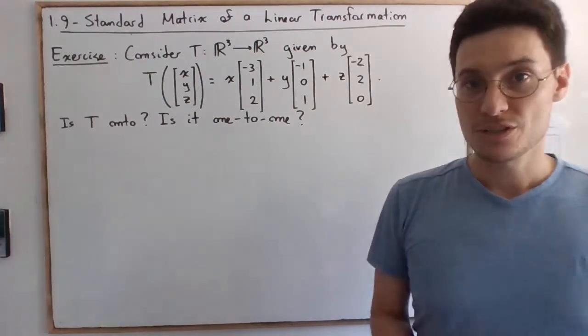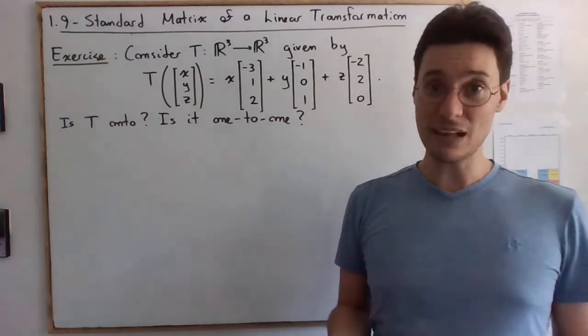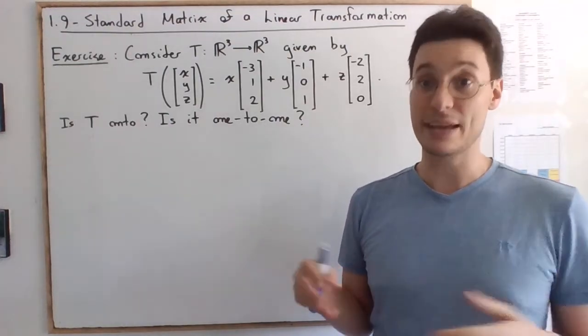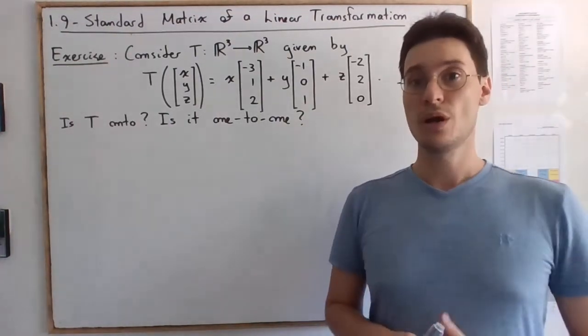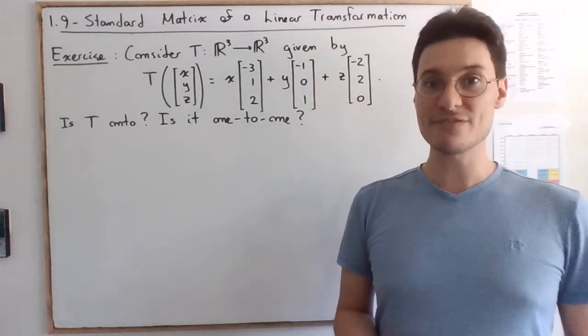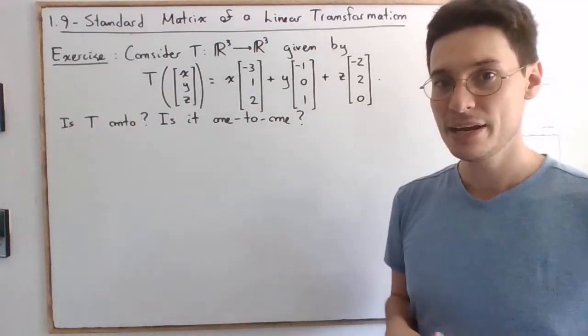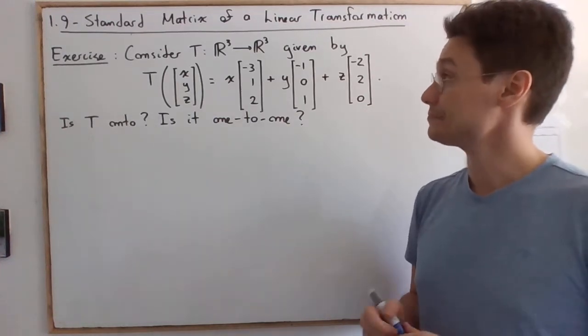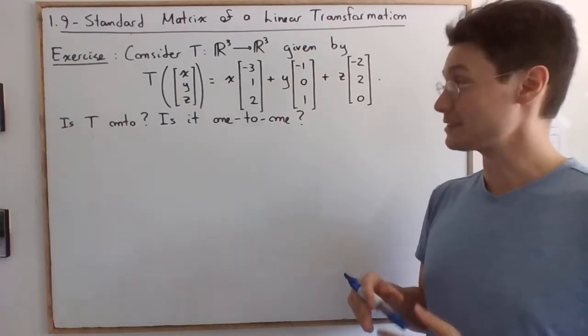Okay. So you should certainly attempt it by yourself. It's an easy problem as long as you understand the basics, like what is one-to-one, what is onto, what is the standard matrix of a transformation, how to get it. So it should be a nice review problem. Okay, but let's do it.